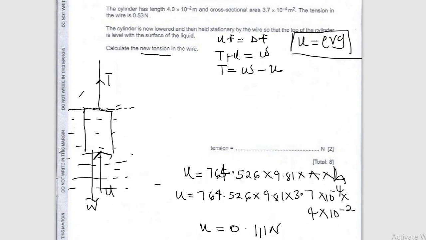I can now calculate my tension. The new tension, because upthrust has been included, the weight of the object does not change, which is 0.53. Upthrust is 0.111. So the new tension is 0.42 Newton. That's it. It decreases. Why does it decrease? Because it has a support, unlike the first one, which doesn't have a support. The support is the water that supports the object and now lessens the burden, or the tension.